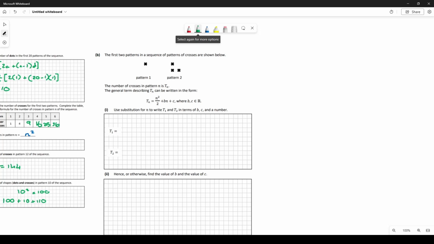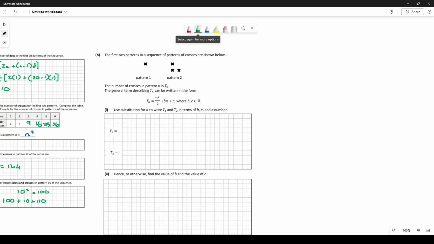The general term describing Tn can be written in this form. So that means, you notice there's an n squared, a b n, or an n squared, an n, and a number on its own. Now it is a c, and you're like, well, Graham, c isn't a number. But you have to remember that what that means is there's a number there. They're just not telling us what it is. So they put a letter in to kind of hide it.